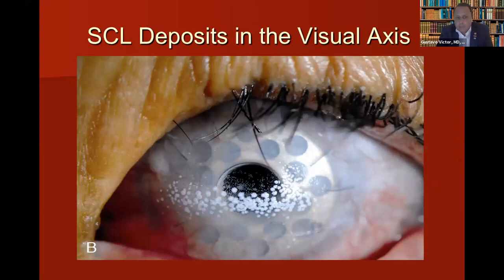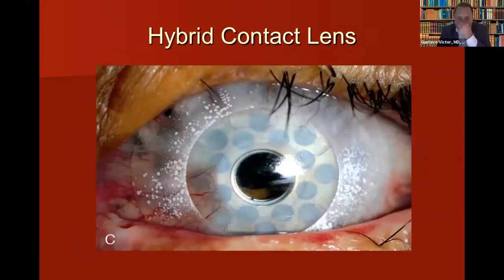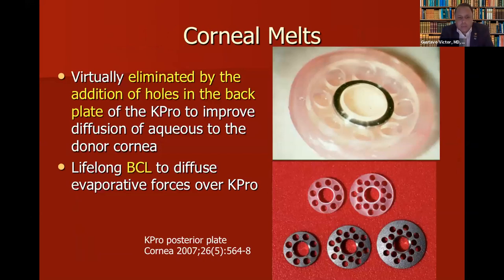So here is an example of deposits on the contact lens. Usually when you change to a hybrid contact lens, you can avoid most cases of deposits on the contact lens. The other thing is the cornea melting. You can eliminate it by adding holes in the back plate of the K-Pro for improved diffusion of aqueous to the donor cornea, and a lifelong bandage contact lens to offset the evaporative force. With all of this, we can improve the corneal melting results.